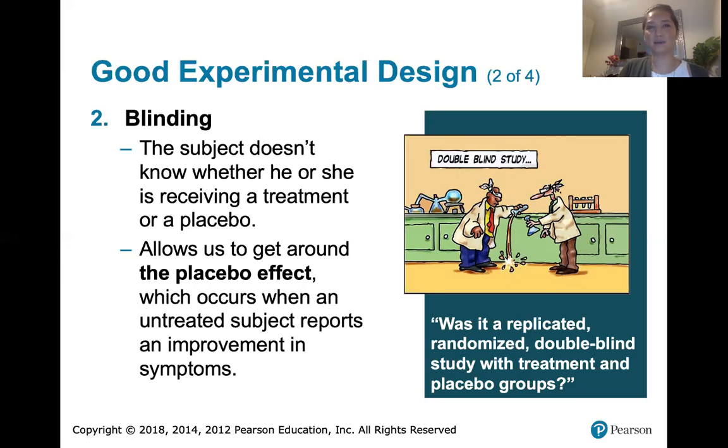And this allows us to get around the placebo effect, which occurs when an untreated subject reports improvement in symptoms. So sometimes, if they're not being treated, but they think that they're being treated, they will exhibit a lessening of symptoms or a positive outcome, even though just the thought of them being treated is affecting them and not the medicine or the treatment itself. I love this little image that I found online. This is not what we mean when we say a double-blind study. I'll tell you what a double-blind study is on the next slide. So you've got a couple of experimenters, a couple of scientists spilling things in the lab, and they're both blindfolded. That's not what we mean.